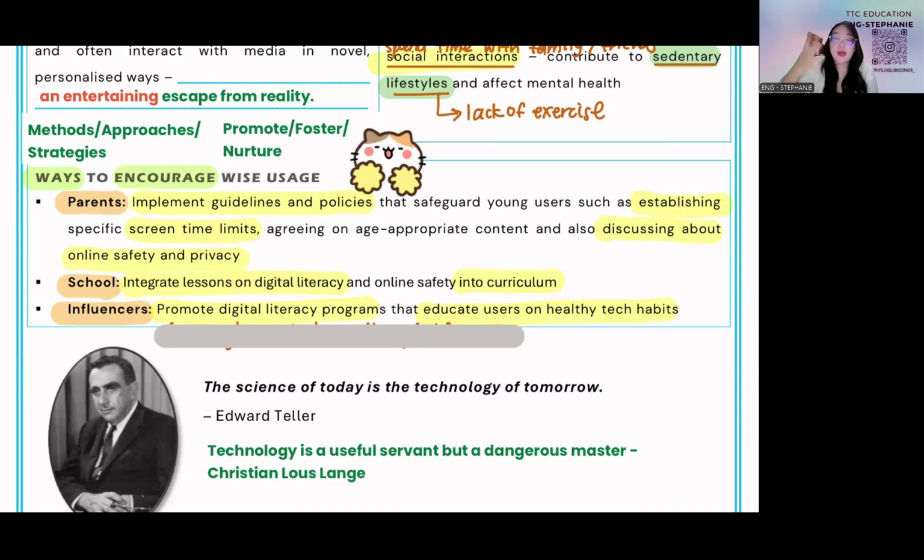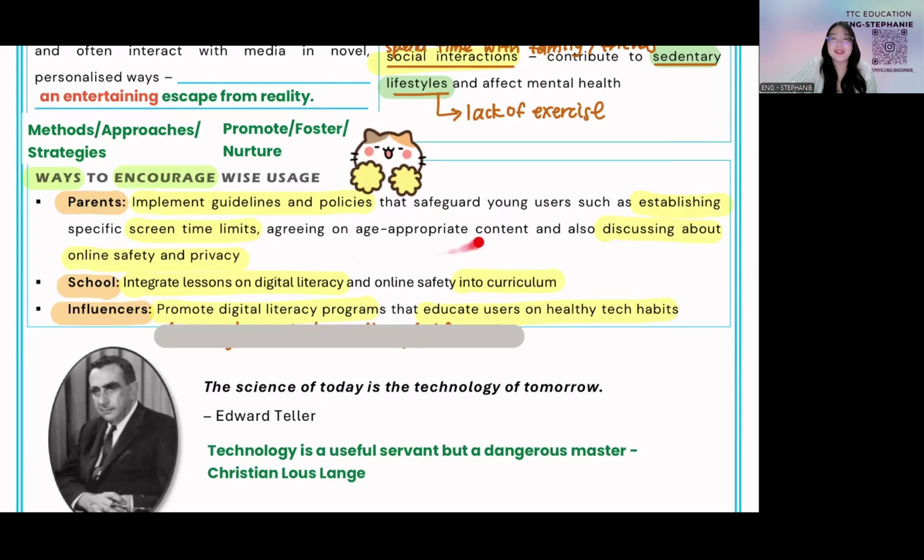All right. So always when you talk about ways, all parties have to come together and do it together. So three aspects mean a very important aspect. The first one will be parents. Parents will always need to be the role model, or your guidance, right? So they will need to implement guidelines and policies for you. Examples will be establishing screen time limits, discussing online safety and privacy with students, with teenagers, with youngsters. Okay. So agreeing on age appropriate content.